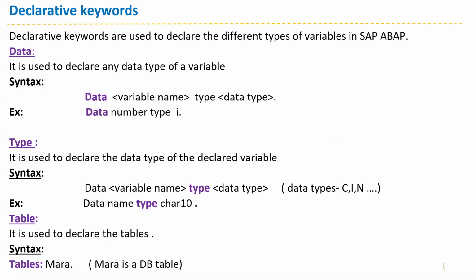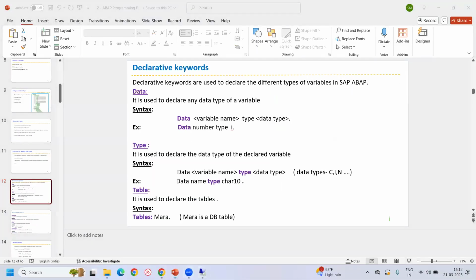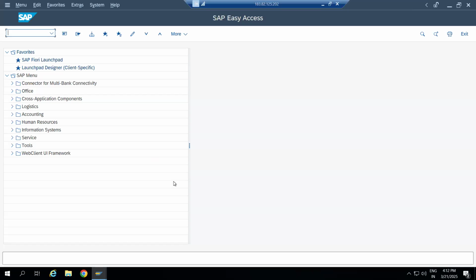So let's see one example practically. To write the logic, which transaction code should we use? SE38. And we do have one more transaction code. Do you remember that? SE38 or SE80. Yes. So we can use SE38 or SE80. Let me go to SE38.